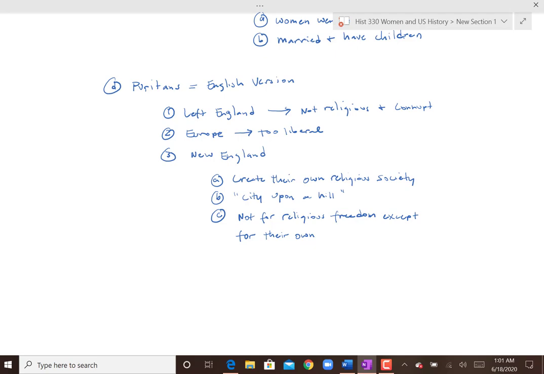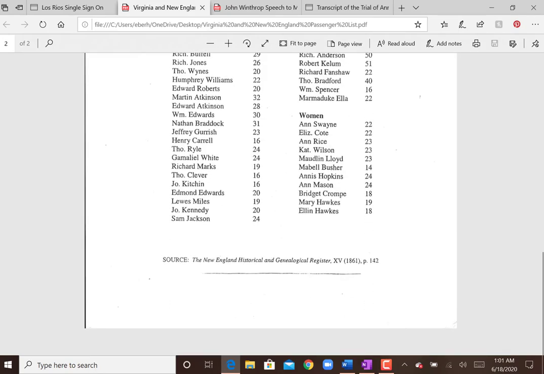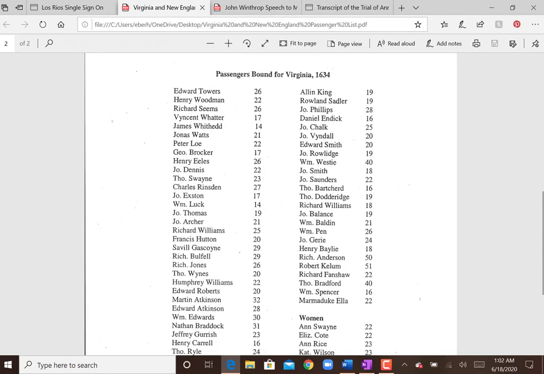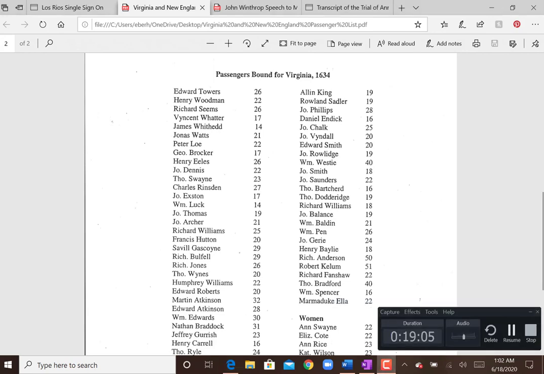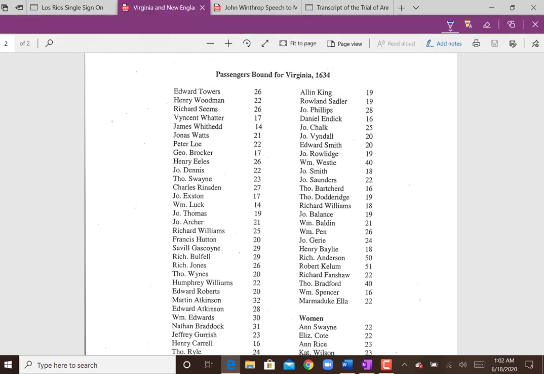I want to look at the passenger list. We'll put that here so we can put a few notes about it after we look at it, that I gave you, of two groups of people. So if we go to the passenger list, you have the passengers bound for New England and the passengers bound for Virginia. Let's look at the passengers bound for Virginia. All right, so for the passengers bound for Virginia, 1634, right, this is the Chesapeake area.